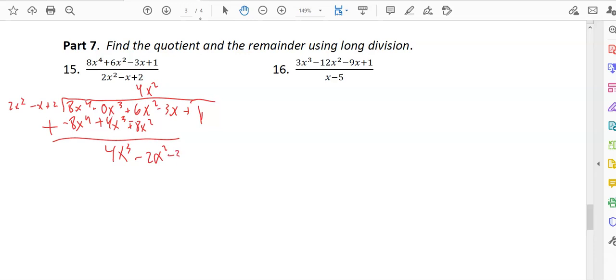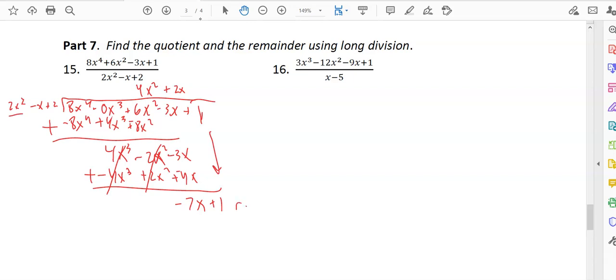Bring down the next term, minus 3x. That's an x there. 2 times 2 is that, so plus 2x. That's a 2 there. 4x cubed minus 2x squared plus 4x, I think. Yeah, plus times plus, okay. So we subtract that, which means I'm going to subtract each term. Okay, so that's interesting. This goes away, this goes away. So this is going to be negative 7x, bring down the next term, plus 1. I think I'm done. That doesn't go into that, so that's my remainder.